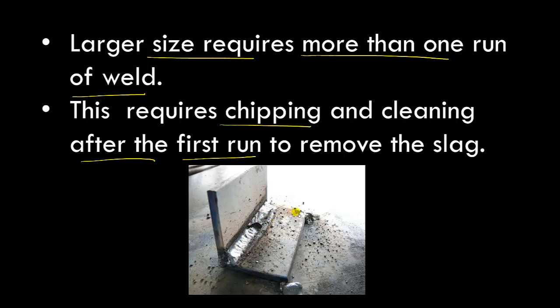In case you require a larger weld size, you have to do this process thrice. First run, then you have to remove this slag and chip this material and then clean the surface. Then you can do the second overpass, that is, you go to the second run, and then you again remove this slag material, clean the surface, and then repeat this process. So you see, once you have a larger weld size, this chipping and cleaning process has to be done thrice. That is an extra burden, and that's why this kind of welding that requires larger weld size is not recommended.